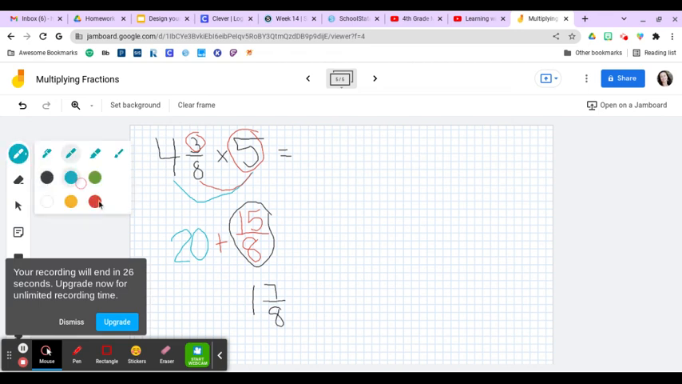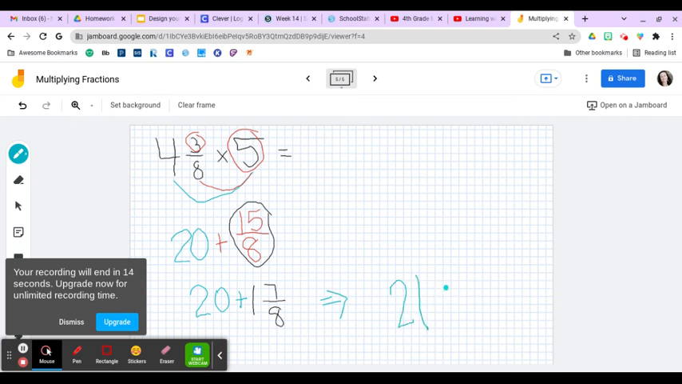So that new mixed number is 1 7/8, but I have to add it back to the 20. So I have 20 plus 1 7/8, which equals 21 7/8. I hope this helps.